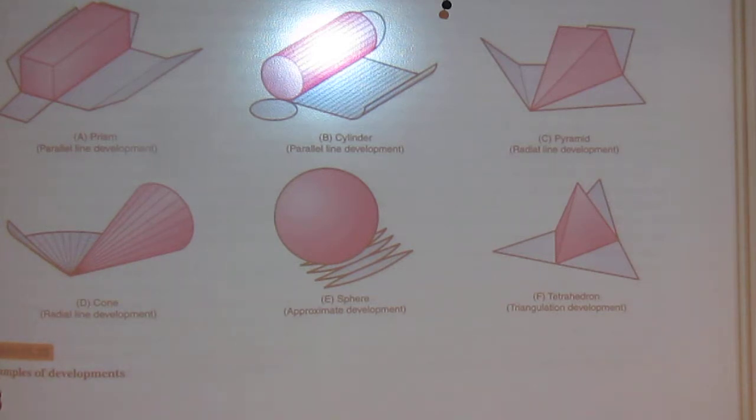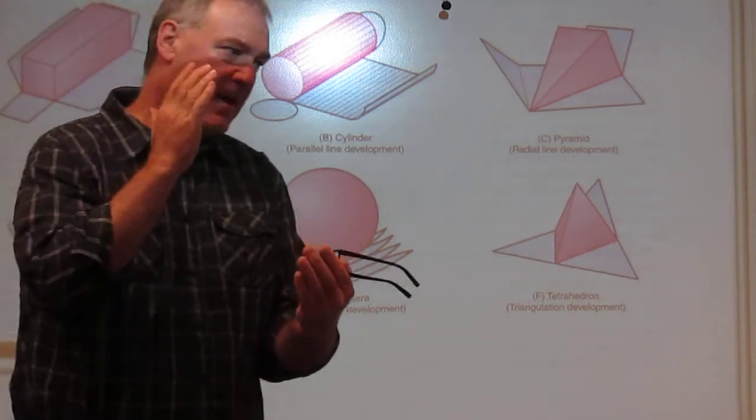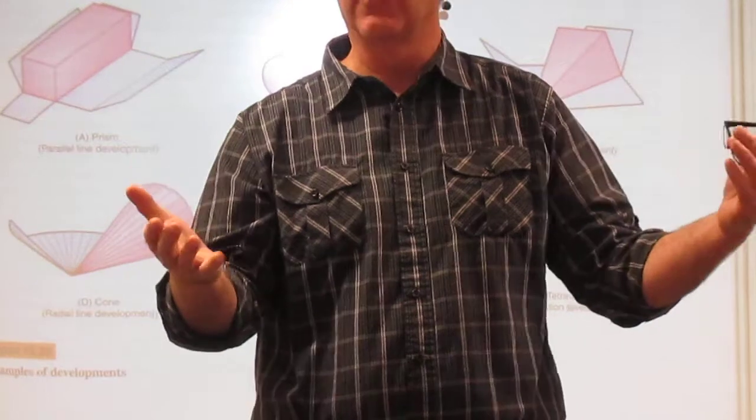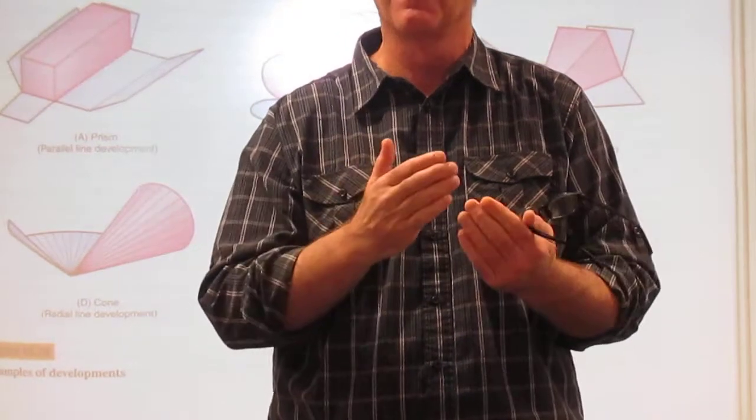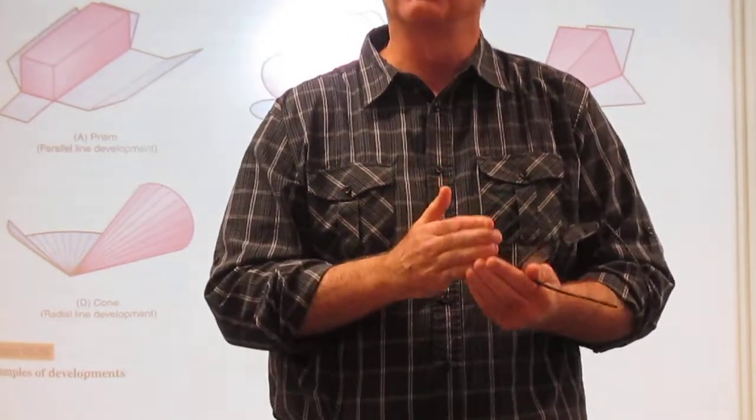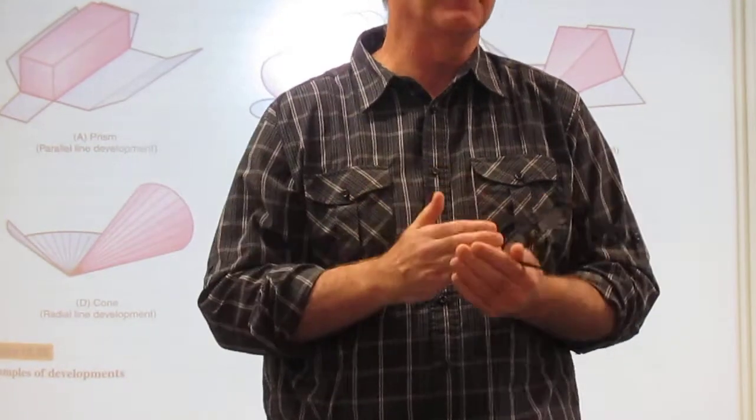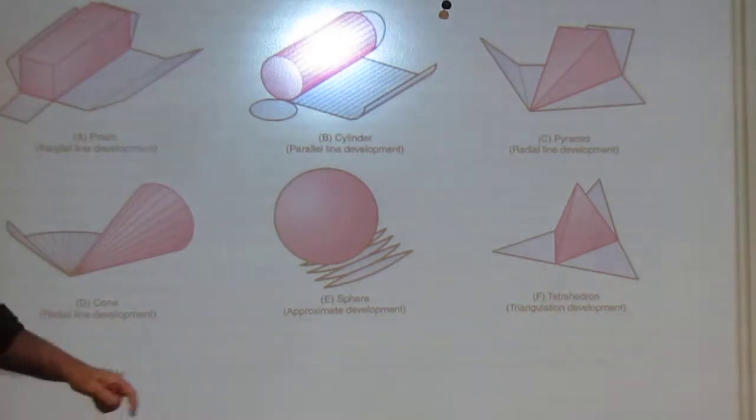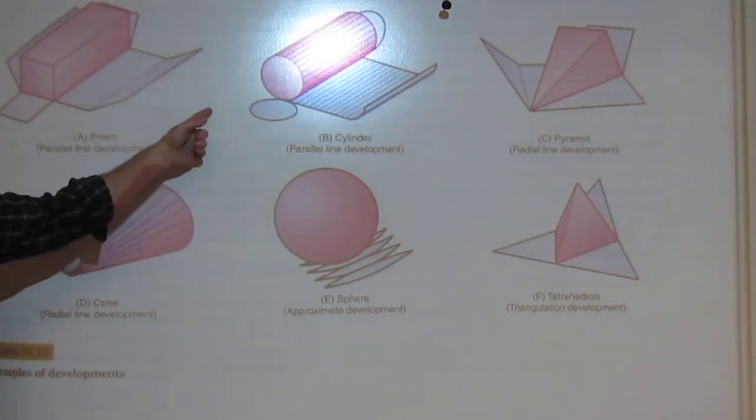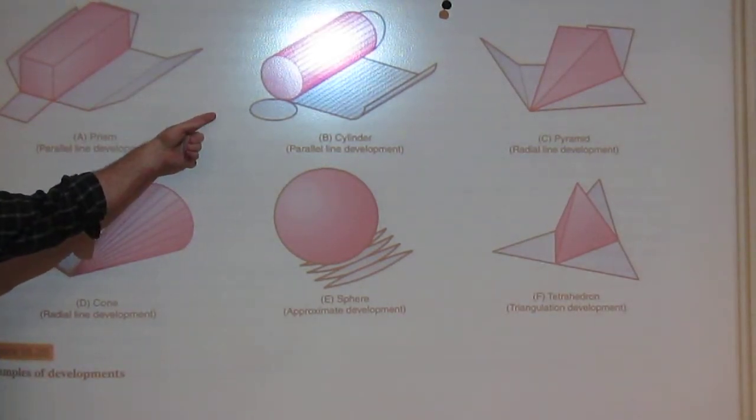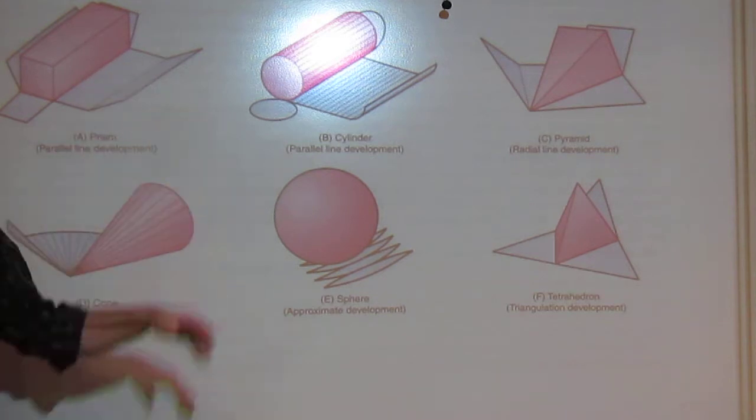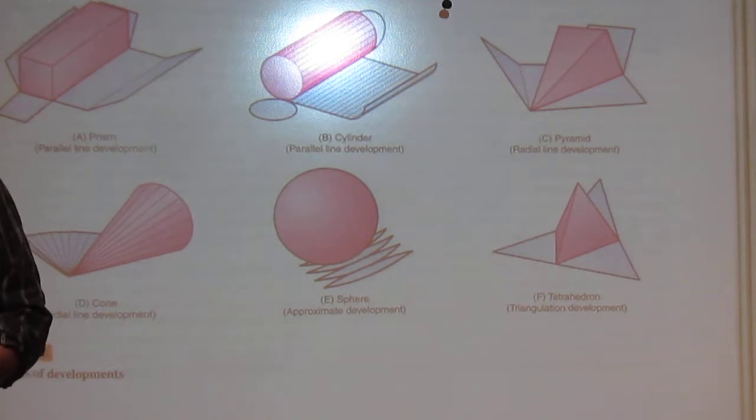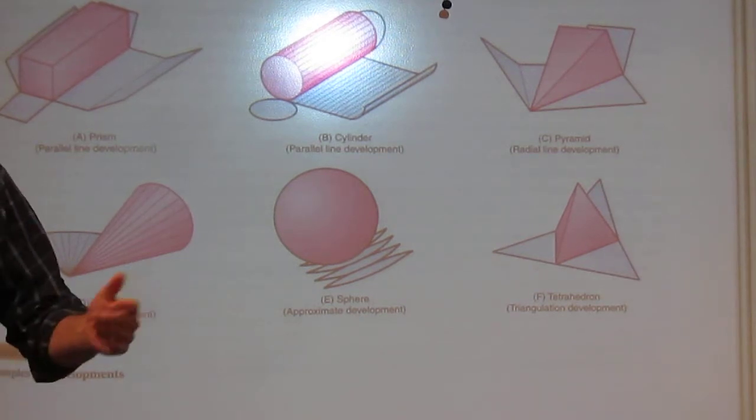You'll see this when you do these: when you create the pattern, the shape that you are going to cut out, all the lines on it will be parallel or perpendicular to each other, and then you're doing a parallel line development. These are all generated, by the way, off of multi-views. So the steps are, first you do the multi-view, and then you build the pattern or unfold the object based off of your multi-views, and you can project everything off of that.